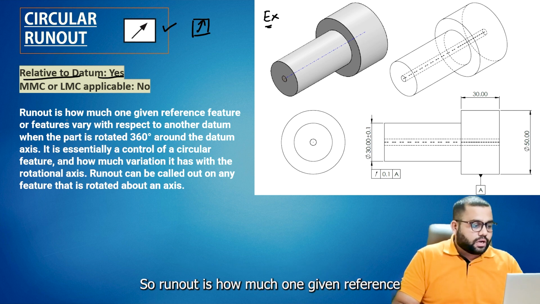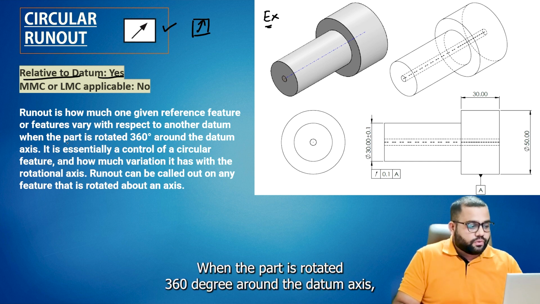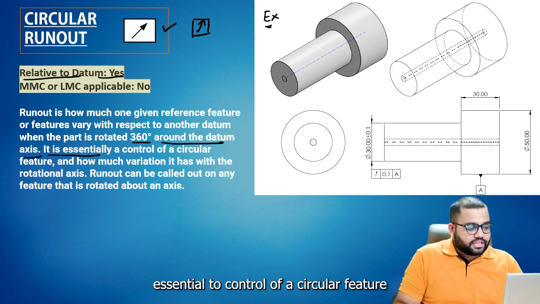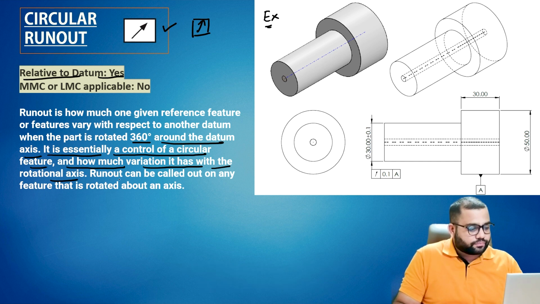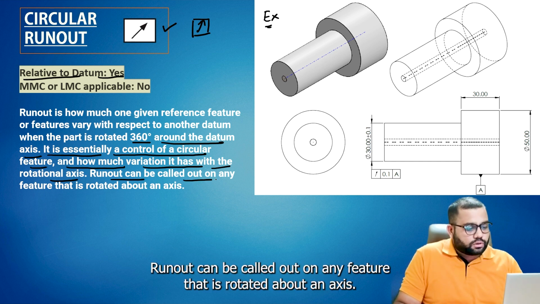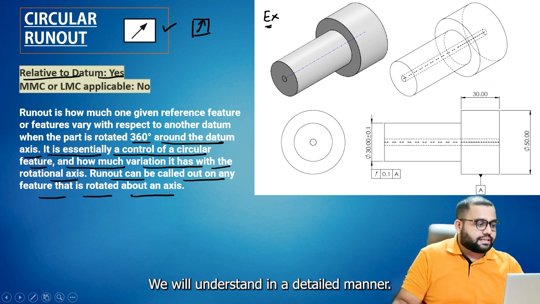Runout is how much one given reference feature varies with respect to another datum. When the part is rotated 360 degrees around the datum axis, it is essential to control a circular feature and how much variation it has with the rotational axis. Runout can be called out on any feature that is rotated about an axis. What does this mean? We will understand in a detailed manner.